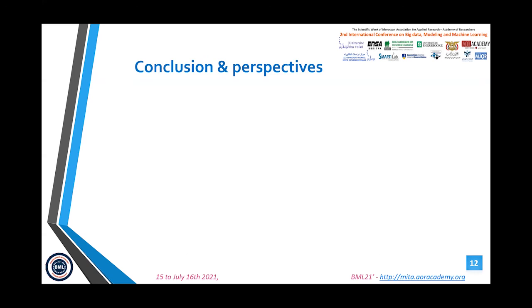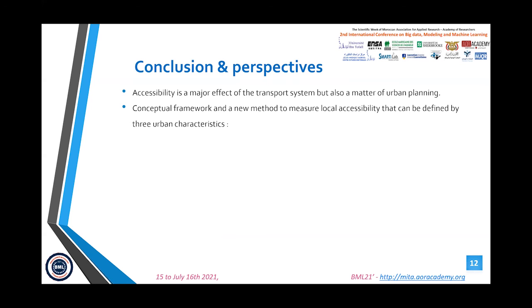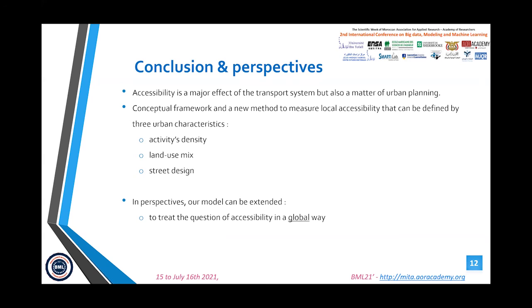To conclude, it is widely known that accessibility is a major effect of the transport system. However, this paper shows that accessibility is also a matter of urban planning. In particular, we have found that local accessibility can be defined by three urban characteristics: activity density, land use mix, and street design. In perspective, and to conclude this work, our model can be extended to treat the question of accessibility in a global way and to consider the regional dimension.